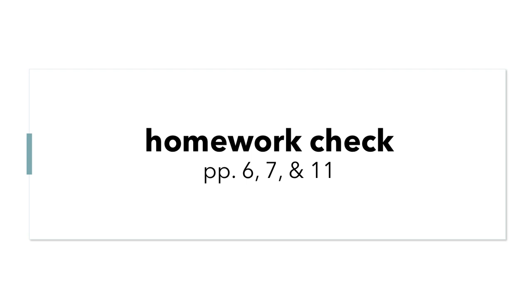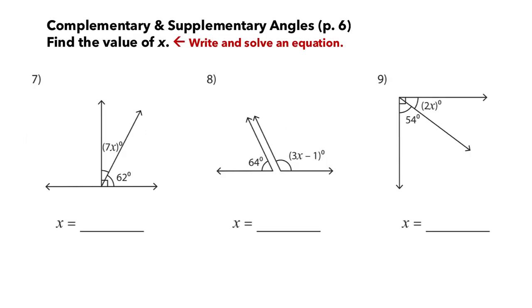Okay, you guys had to come with 6, 7, and 11 finished. 6 only had about 3 questions, 7 had 4 questions, and 11 had 6 questions. So you had 13 questions. So we're going to start with page 6, 7, 8, and 9.